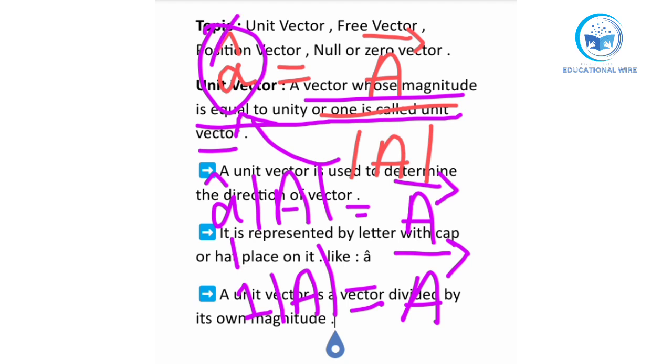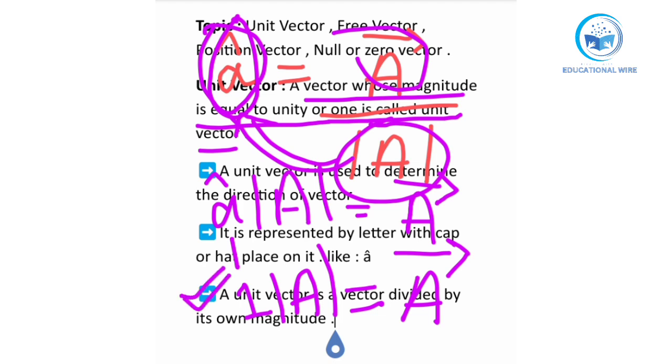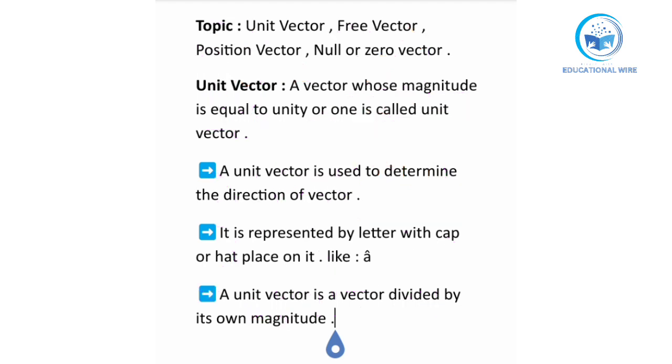This unit vector is equal to the direction, and the direction was divided by its magnitude. When it moves over there, it's multiplied. So this option clearly mentions that a unit vector is a vector divided by its own magnitude. Now let's move further with our next point.